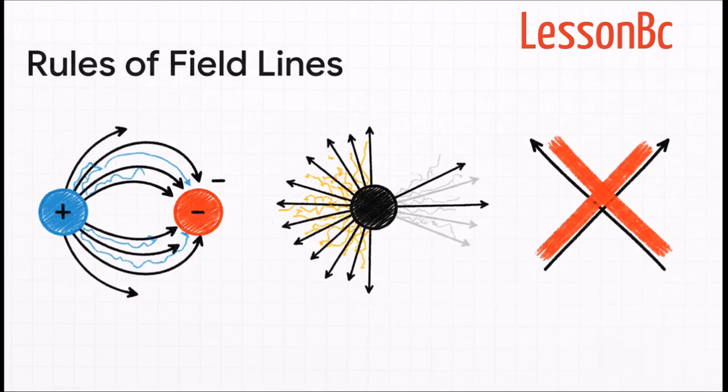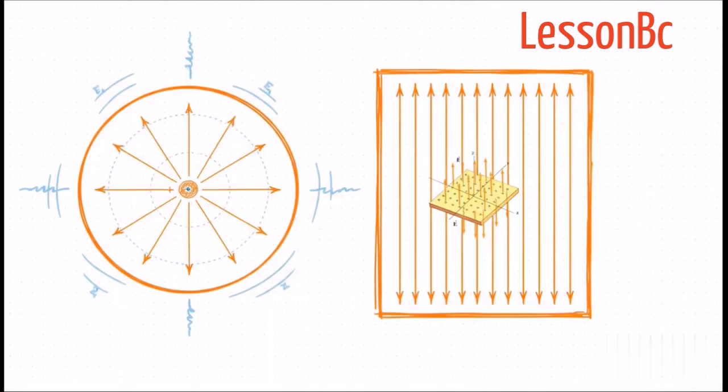They always point away from positive charges and towards negative ones. Where the lines are packed close together, the field is strong. Where they're spread out, it's weak. And this last one is absolutely crucial. They can never, ever cross. I mean, think about it. If they did, the force at that point would have to point in two directions at once, which is just impossible.